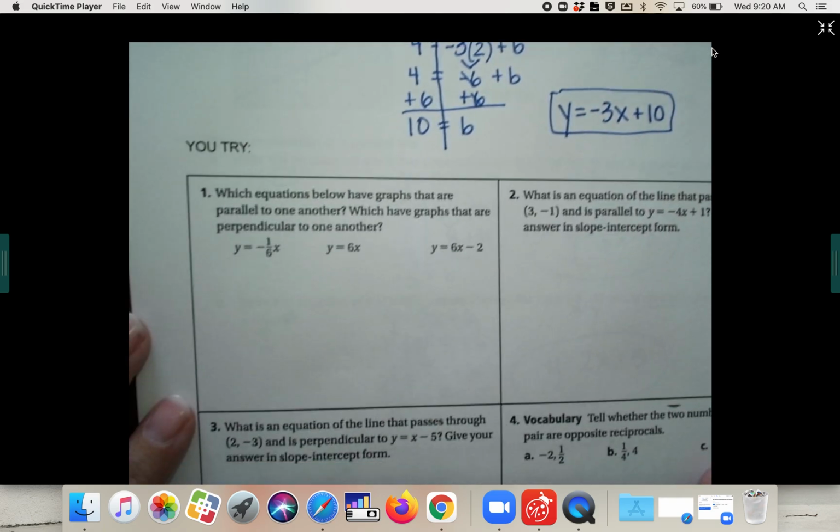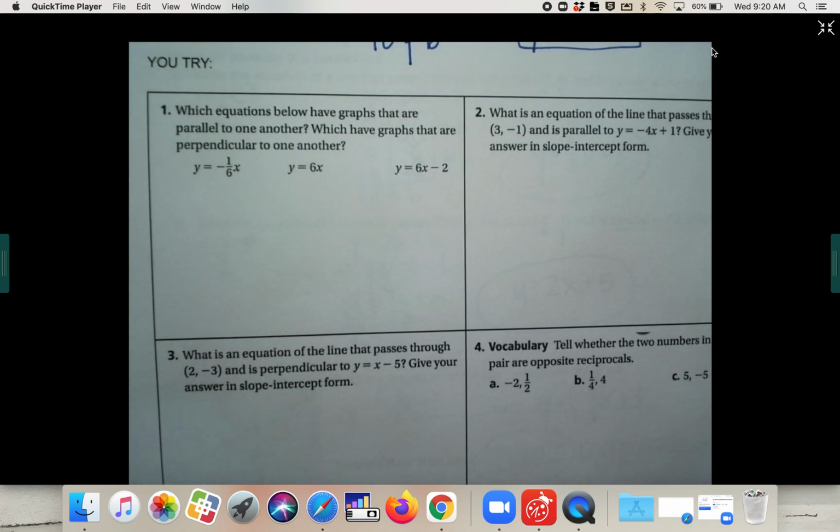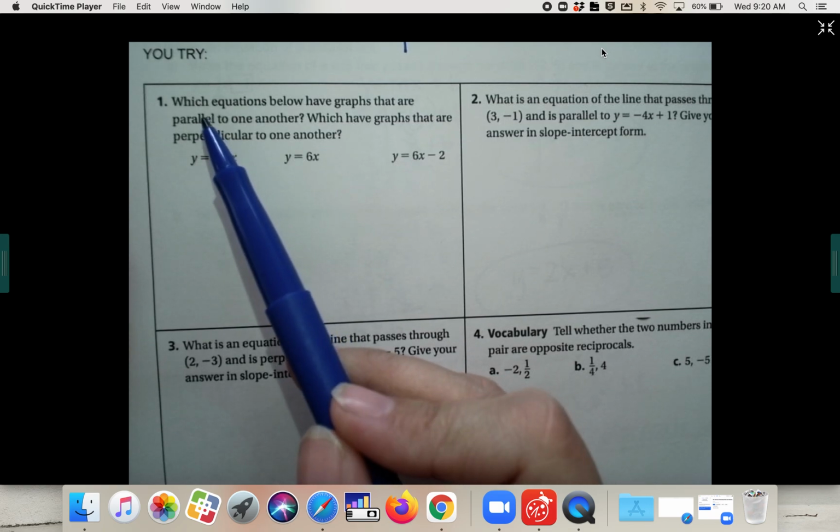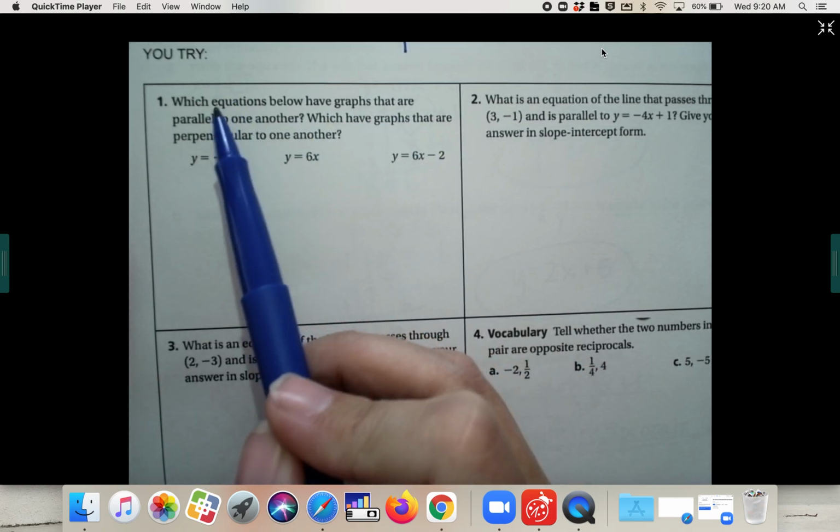All right, the you tries down here, I really do want you to try. So go ahead and pause the video and try these 4 and then just fast forward and see if you got the right answers. If you're not ready to try on your own, I will work these out really quickly with you. All right, which equations below have graphs that are parallel?